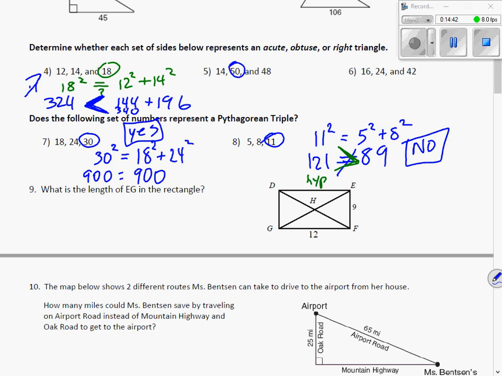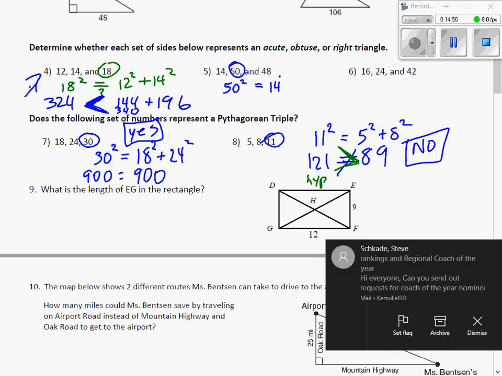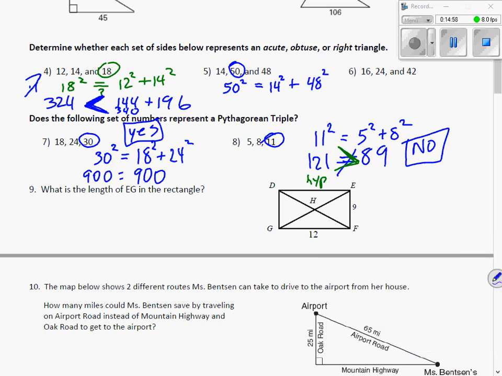Here, the 50 is the bigger one, so that's going to be our C. Is 50 squared equal to 14 squared plus 48 squared? 2500. That's 196. What's 48 squared? When you add those two up, you do get exactly 2500. So yes, this is a right triangle.